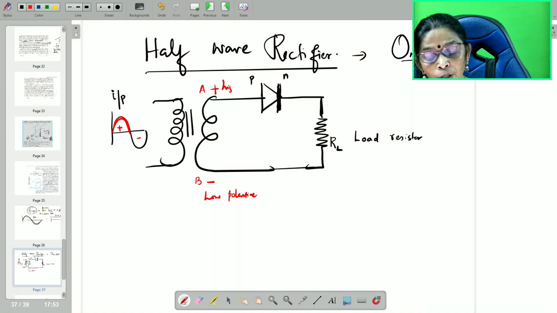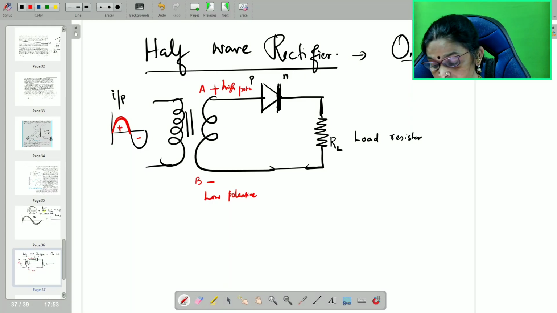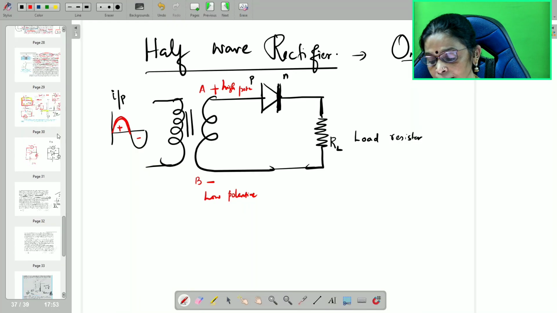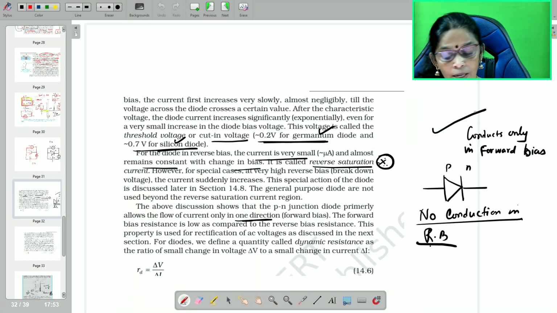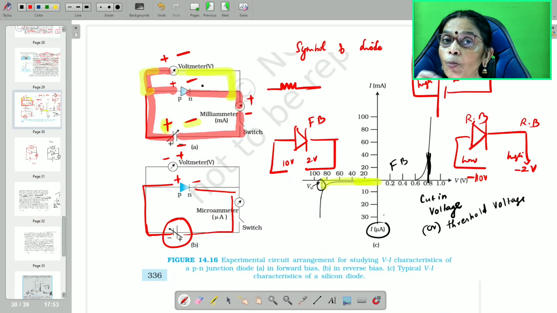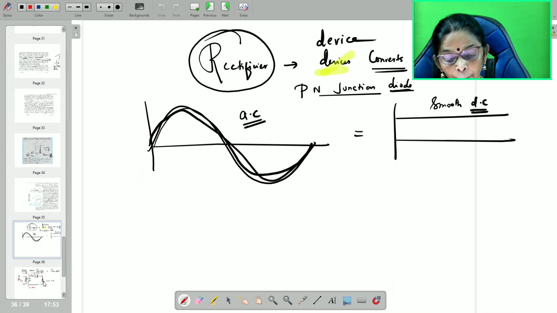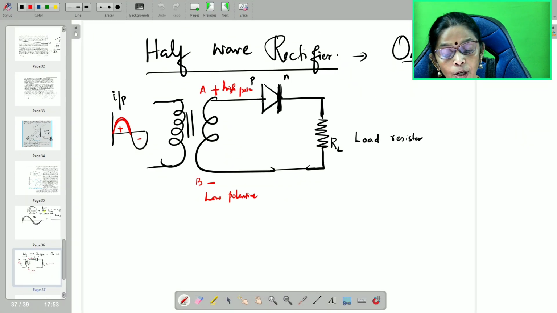Since A is high potential, can you say the diode conducts? When does the diode conduct? We have seen it is conducting only when P is connected to higher potential and N is connected to lower potential. In the same way here, P is connected to higher potential and N is connected to low potential.